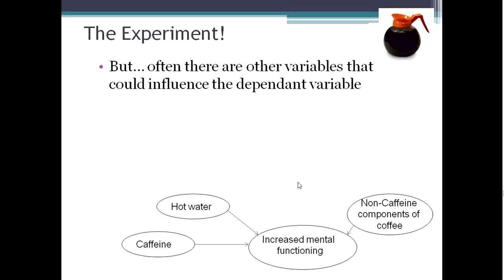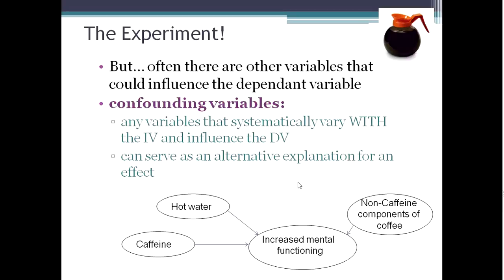There's more than one thing that these participants are experiencing when they drink that cup of coffee, right? Yes, they're getting the caffeine, but they're also drinking a cup of hot water. They're also getting these non-caffeine components. What we refer to these variables as, we refer to them as confounding variables. A confound is a variable that systematically varies with the independent variable and influences the dependent variable. And the key to a confound is this systematically varying with the independent variable.